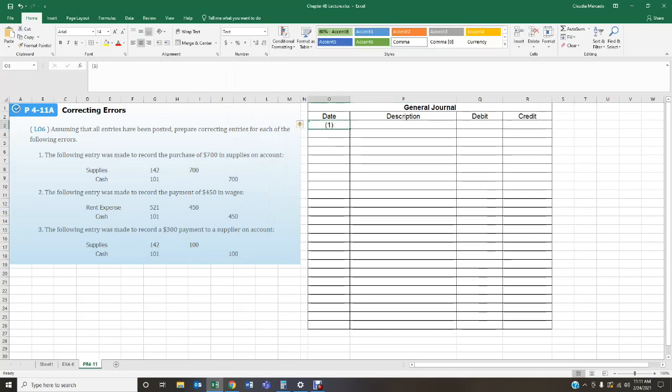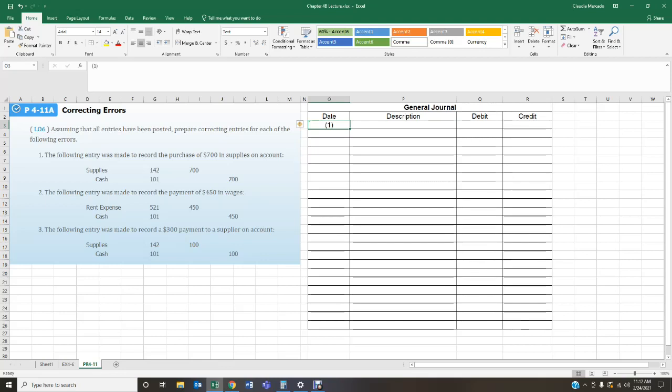So, transaction number 1. It says, the following entry was made to record the purchase of $700 in supplies on account. Here we were purchasing supplies on account. So the first thing that we need to identify is which two accounts should be affected. Well, if we were buying supplies, then supplies would have increased. If we were buying them on account, then we would have to set up an accounts payable. That's what should have happened.